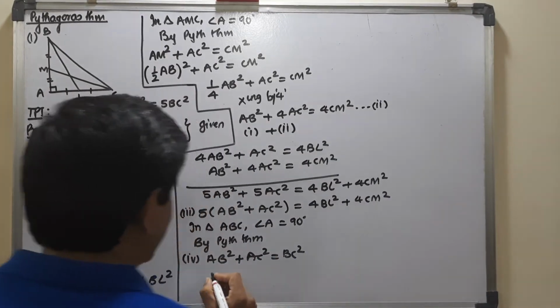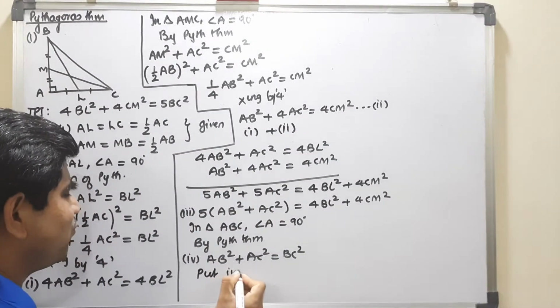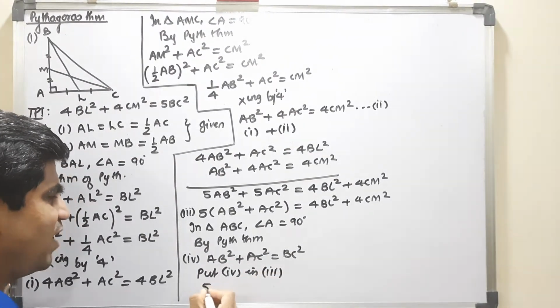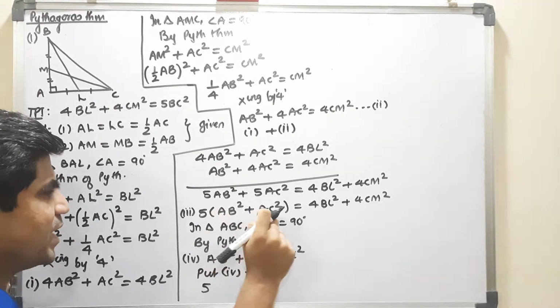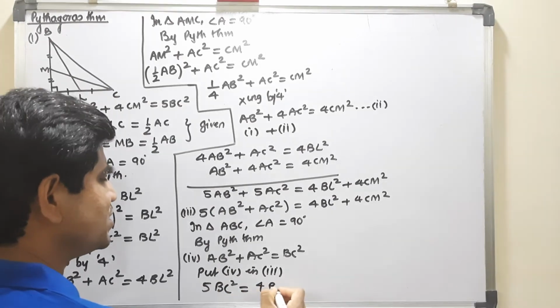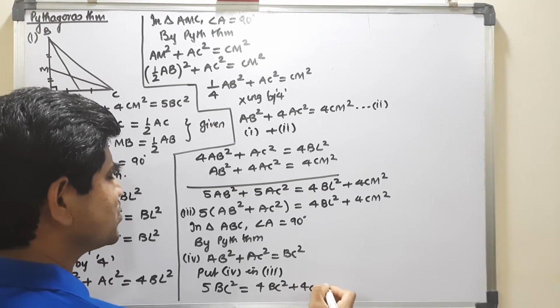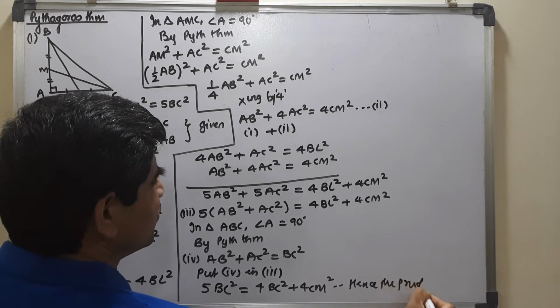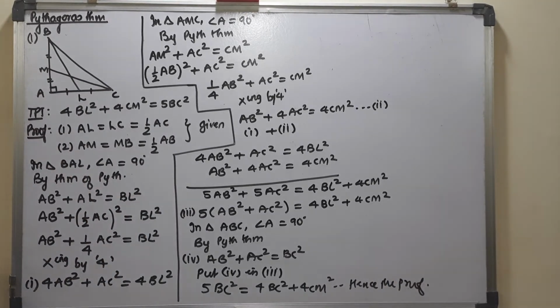That is from 4 and 3, that is put 4 in 3. So I get this as 5 times of AB square plus AC square replaced as BC square is equal to 4BC square plus 4CM square. This is hence the proof. Hope it was very simple, understandable. You can go on with it very nicely. Understand the thing. Let us go with another question.